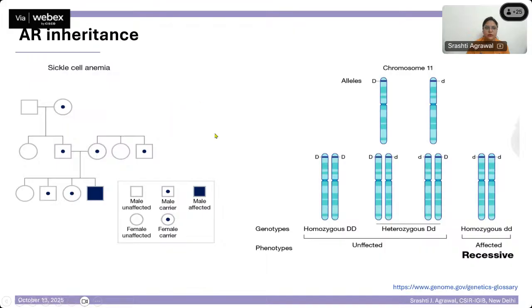So, autosomal recessive inheritance has this characteristic that it skips generations if the other person does not have the mutation. For example, if this person was to mate with an unaffected female, then the progeny would be unaffected.